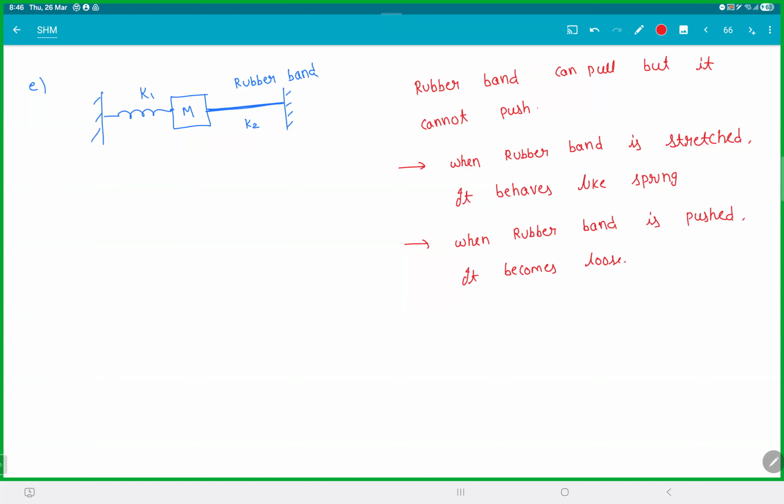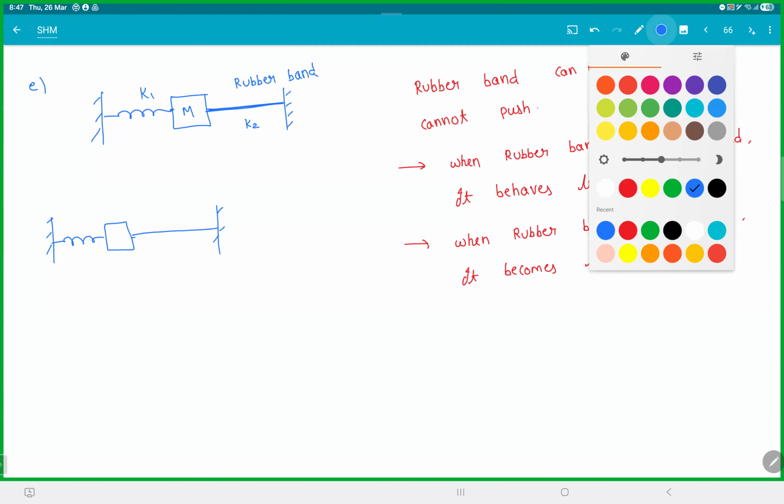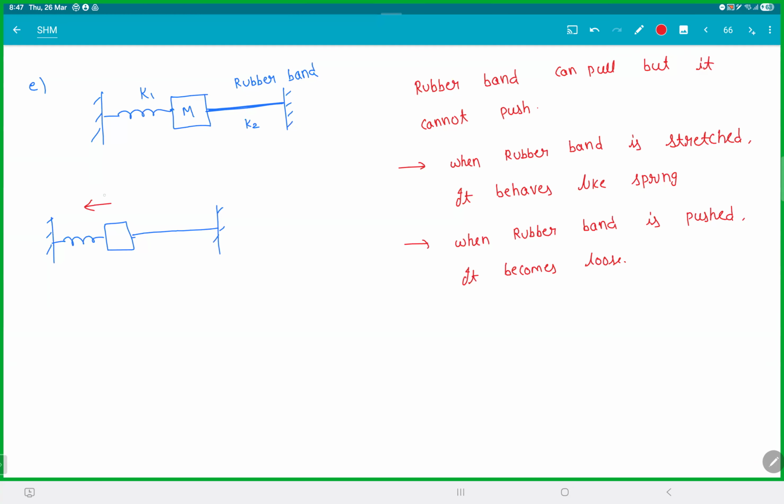So how will your picture look? If I push this block to the left hand side, so when the block is pushed to the left hand side, this spring here will push with K1x. The rubber band will also pull with K2x. So it just behaves like two springs here. So this time period will be 2 pi root over m by K1 plus K2. Remember, both are in the same direction there.